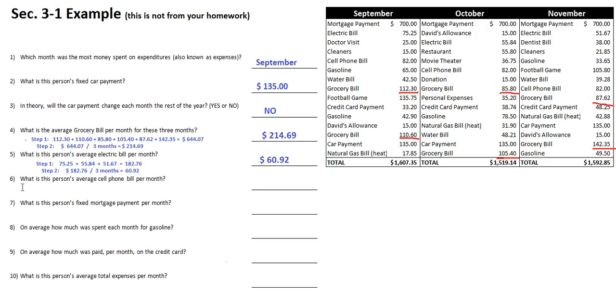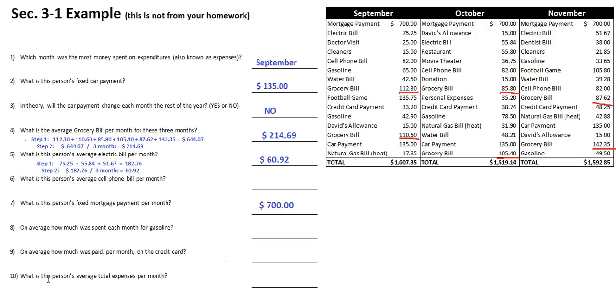I'm not going to do number 6 for you, but you got to show your work. You put the answer over there and you're good. Number 7. What is this person's fixed mortgage payment each month? Well, if we look up there at the chart, we find the mortgage payment, and it's fixed, so that means it stays the same. It's $700 each month. Number 8 and number 9, I think you can kind of do on your own, because that's pretty much what we just did for number 4 and number 5. And then number 10 takes us to the end of our problems.